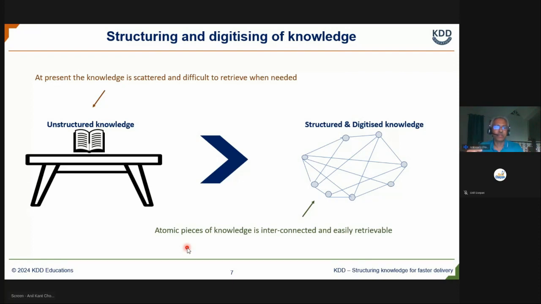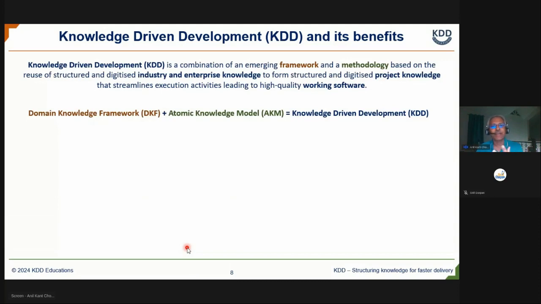So, if you have to find something at a very, very transactional level, even that knowledge can be captured. Or if you aggregate all of them, you can keep going up, right? You can build the whole knowledge of the industry or particular enterprise. So, this is what they have done. Now, if I look at KDD per se, KDD is a combination of a framework and a methodology. The framework is converting the knowledge which is available in a structured and digitized way, and then AKM, which is the methodology, is taking it forward to use it in a way where it can be very beneficial for the project development, maintenance, all of that.